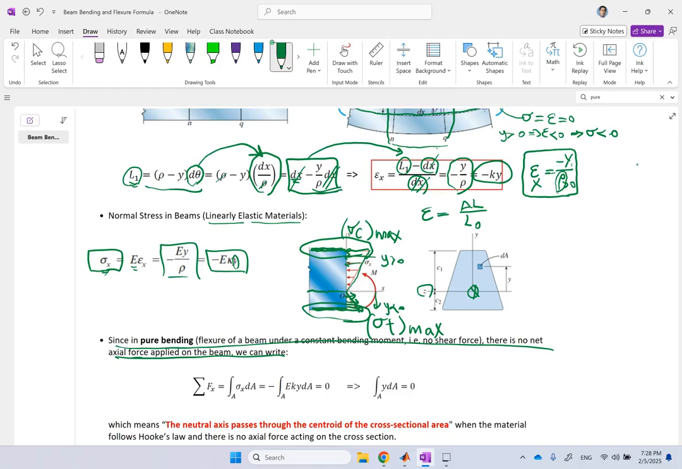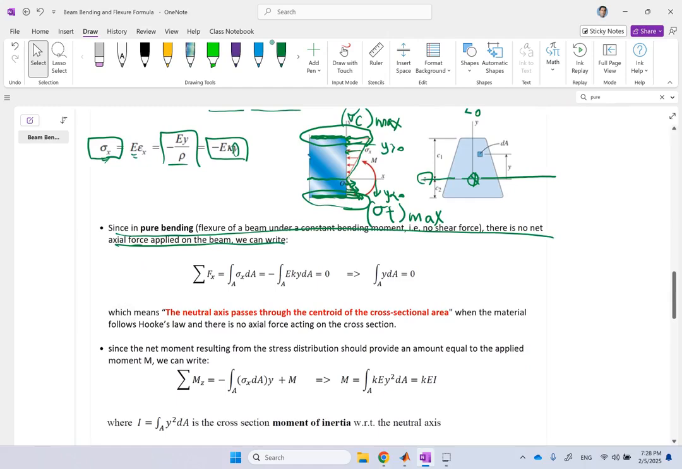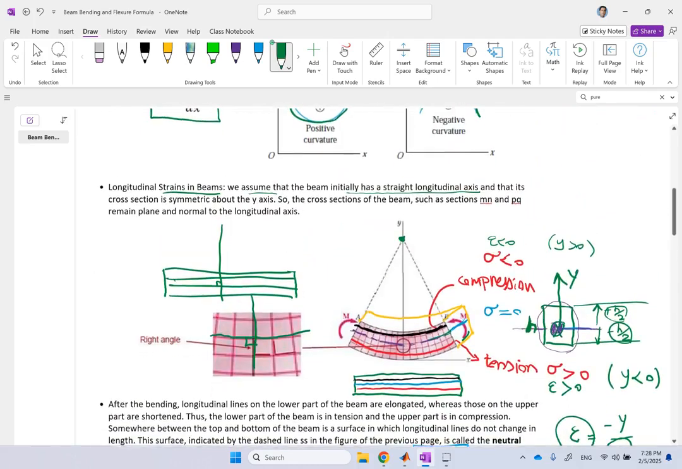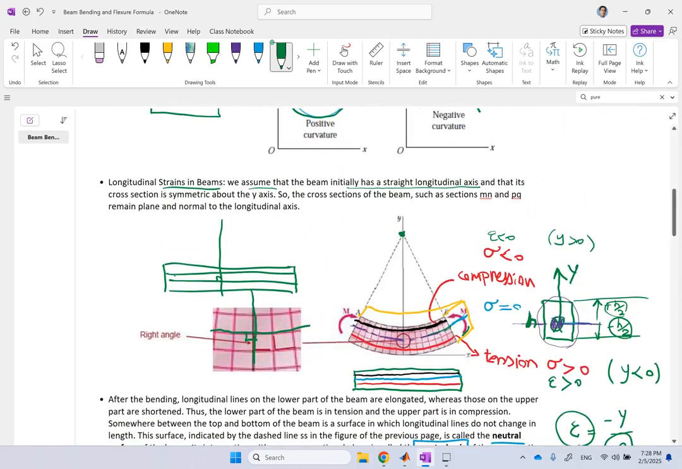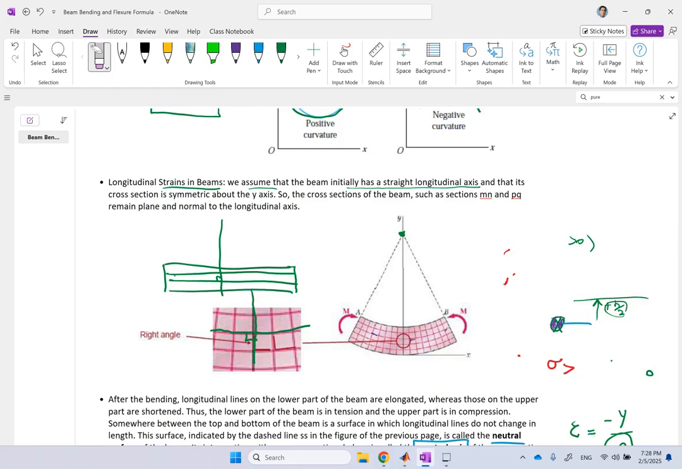Now, two things. One, I just mentioned a few minutes ago that the neutral axis is passing through the centroid. Well, how do you know? Here is the proof for that. Look, if I look at this beam here, and I say this beam is subjected to pure bending, so all I can apply to it in this case is bending moment, no axial force or anything.